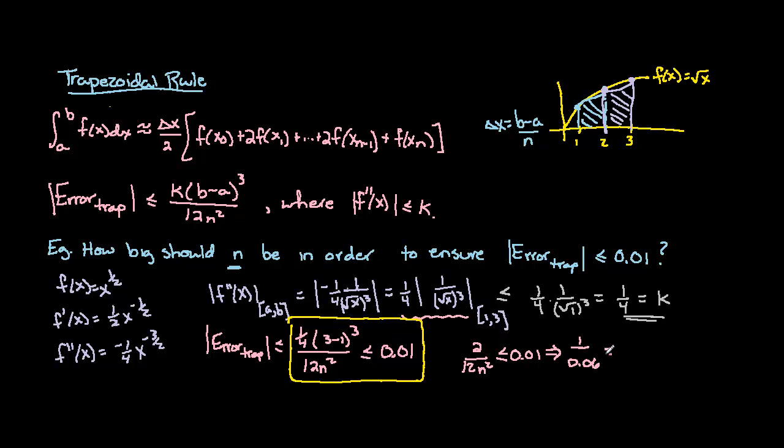0.06 equals n squared, or taking the square root of both sides, we'll get the square root of 1 over 0.06. And that should be an inequality there. So n has to be greater than or equal to that, and recall n is an integer. So when you actually compute this, this comes out to be approximately 4.1, so n has to be bigger than that. n cannot be a non-integer, it has to be an integer. So that means that n would have to be greater than or equal to 5.